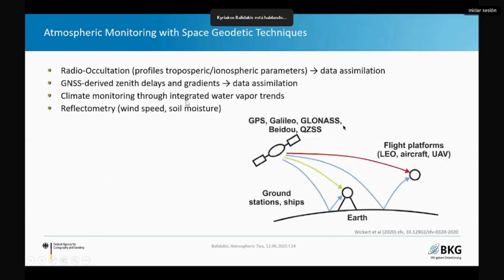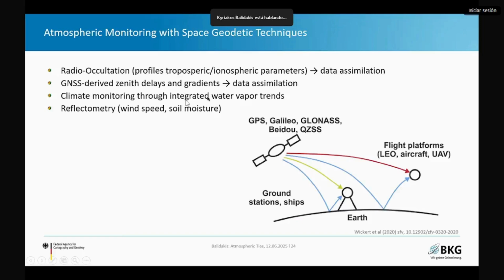Now a few words about... now we know what can be estimated with space geodesy. We know also some details about differences between microwave and optical delays.